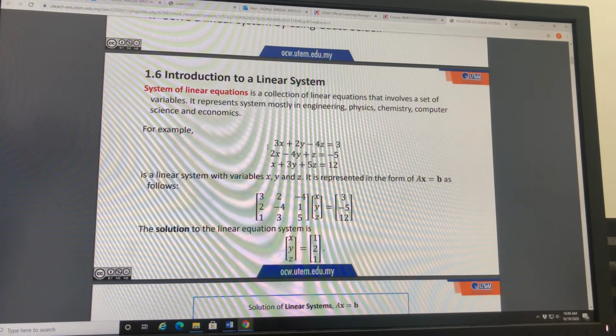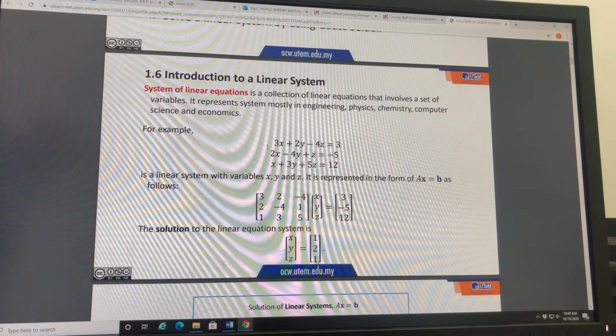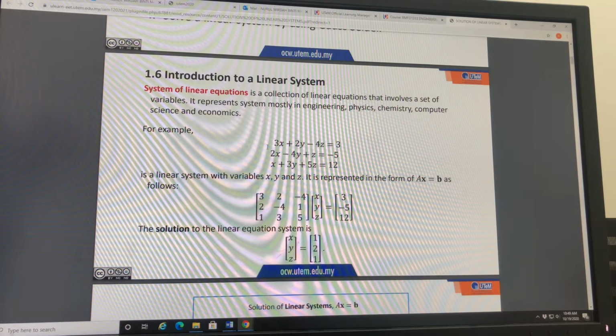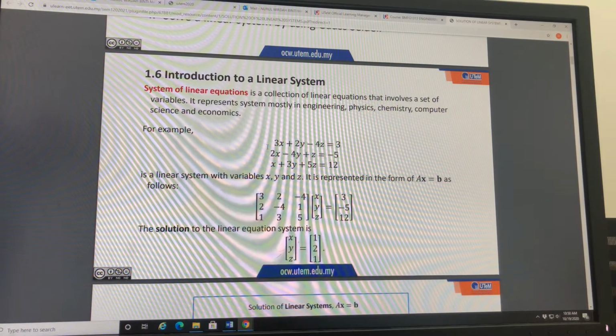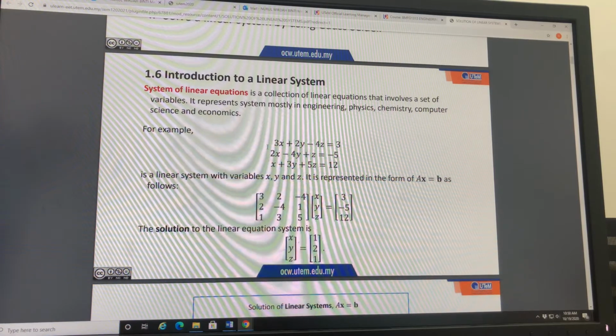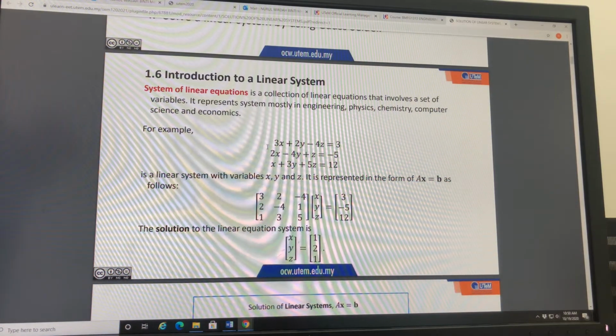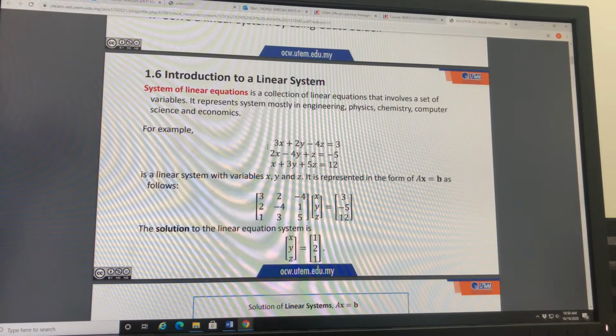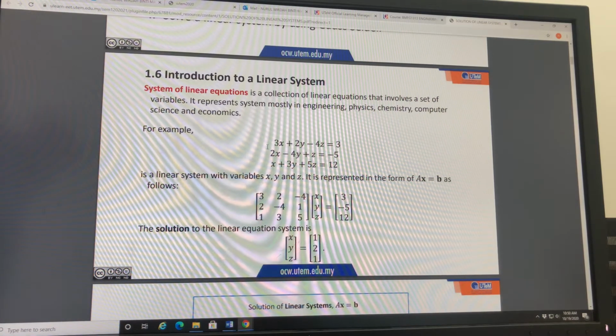A system of linear equations is a collection of linear equations that involve a set of variables, meaning more than one variable is involved. It is represented mostly in engineering, physics, chemistry, computer science, and also economics, because it plays with variables. Variables can be anything. You already learned in science that they have independent variables, dependent variables, and so on.